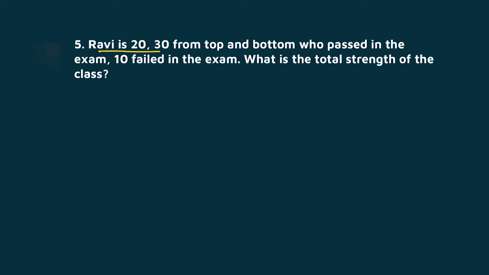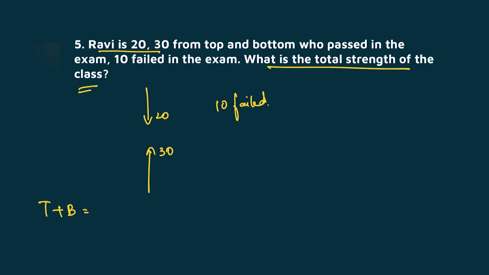Ravi is 20 and 30 from top and bottom among those who passed in the exam. So 10 members failed in the exam. Now we have to find the total strength of the class. So from top and bottom, Ravi is 20 and 30 in a list of passed students. So 50 minus 1, which is equal to 49.